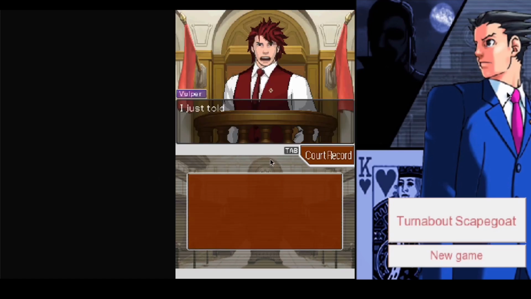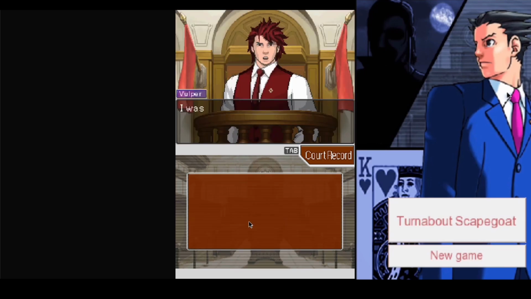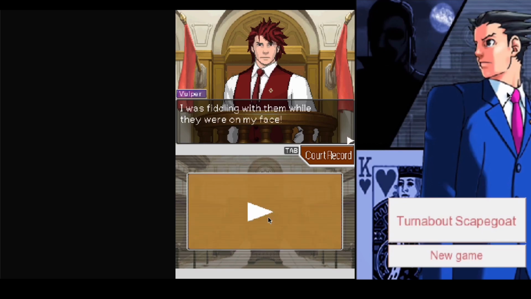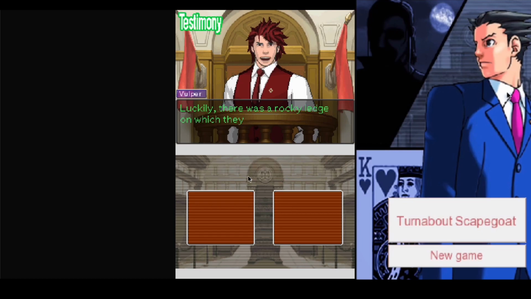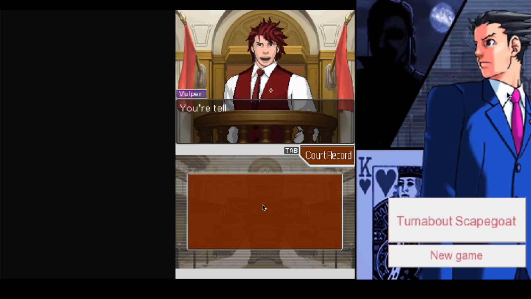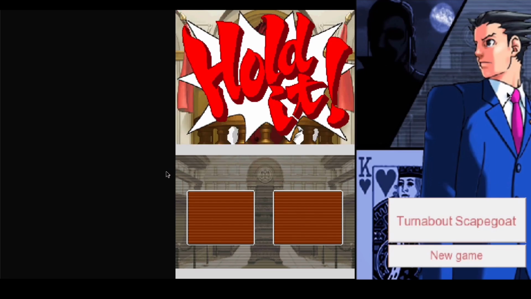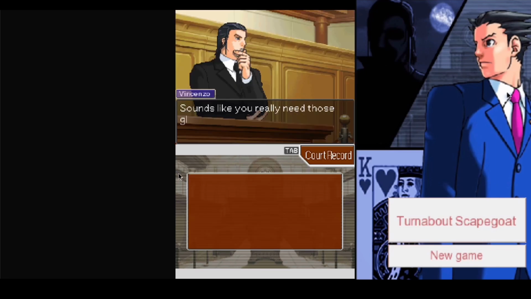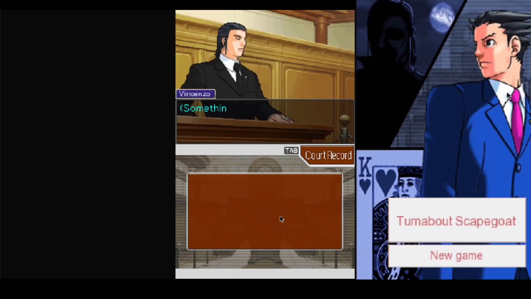How did they get over the edge? I just told you. I dropped them. So you weren't wearing them? I was fiddling with them while they were on my face. A small jerky movement and they went flying. Lucky there was a rocky ledge on which they landed. That is lucky. You're telling me that I darn near lost them forever. Sounds like you really need those glasses. Well, yeah. If they had fallen down the gorge, I don't think I'd be able to find my way around.